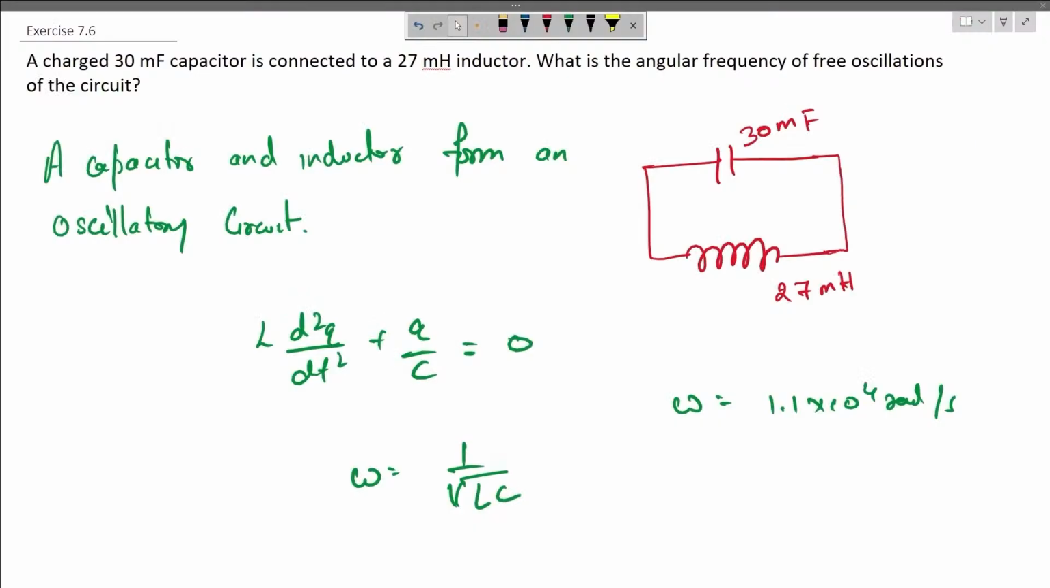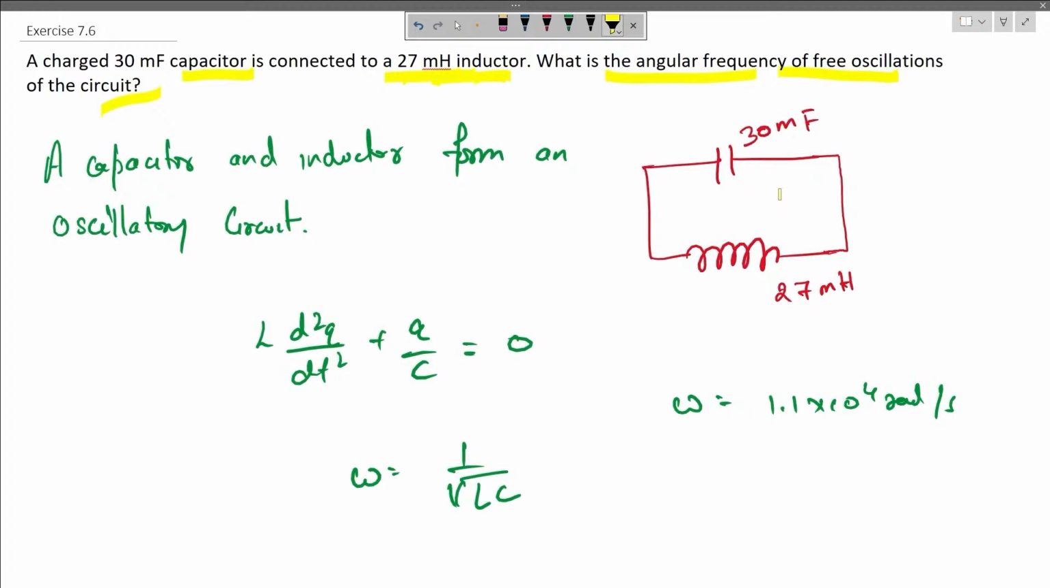The question says that a charged 30 microfarad capacitor is connected to a 27 microhenry inductor. What is the angular frequency of free oscillation of the circuit? Now free oscillations happen when the energy exchange between a charged capacitor and an inductor is happening in the circuit. Now this only happens in a purely reactive circuit.